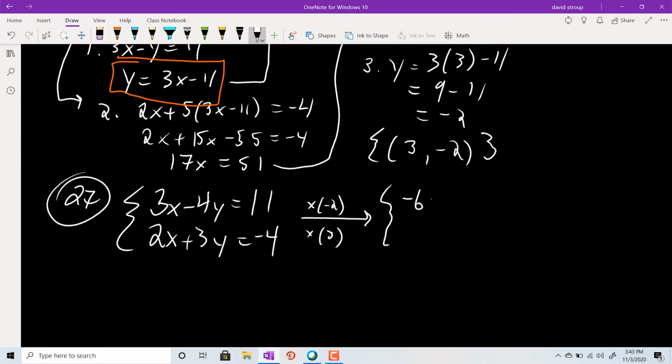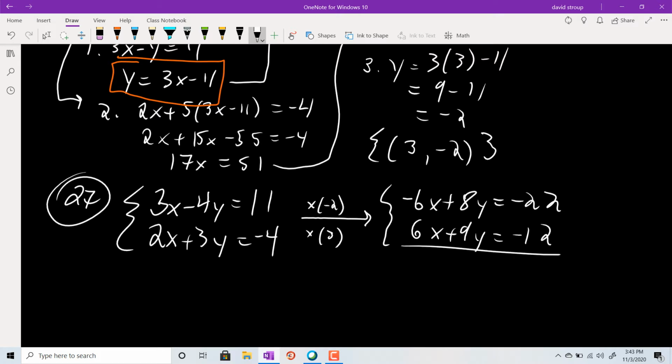So I have negative 6x plus 8y equals negative 22. And the other guy, multiplying by 3, so I have 6x plus 9y equals negative 12. That'll give me the 6's go away, the x's go away, and I have 17y equals negative 34. Divide by 17, and we have our first part of our solution. Okay, y is negative 2.